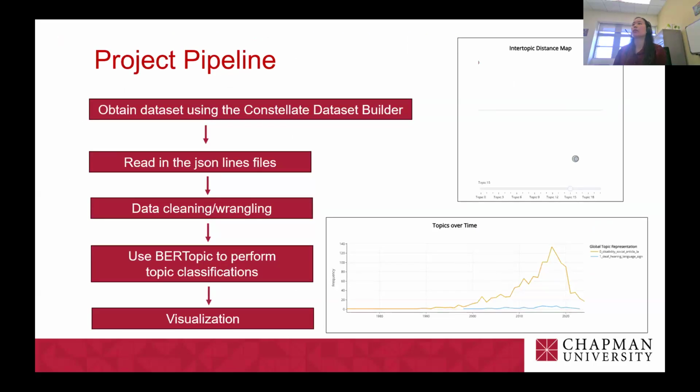This is the brief overview of our project pipeline. First off, we'll obtain the data set using a Constellate data set builder, which I'll show you in the next slide, with a search strategy. We'll read in the JSON line files into Python. We'll do a bit of text pre-processing before using BERTopic to perform all topic classifications. And then we'll generate visualizations. So here are some examples of visual insights that we have generated from using BERTopic. The one on the top is an intertopic distance map, which shows how distinct or overlapping topics are with each other. And then the bottom visual shows the evolution and popularity of topics over a year of publication period. So here we can see trends over time.